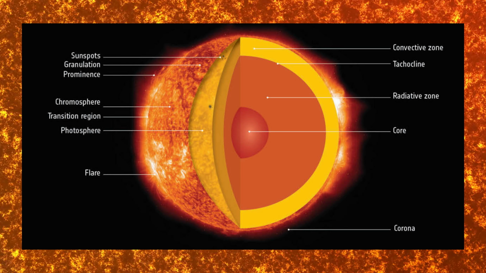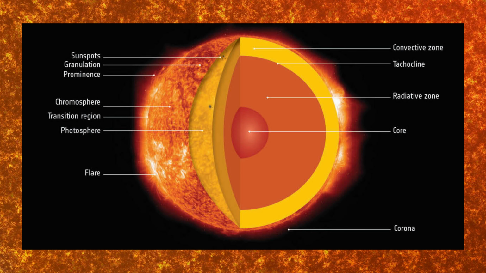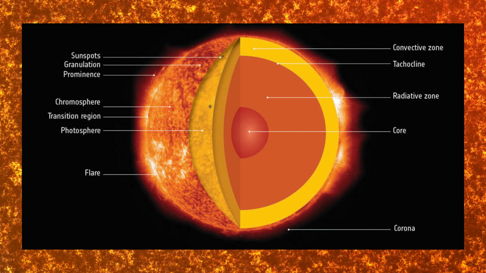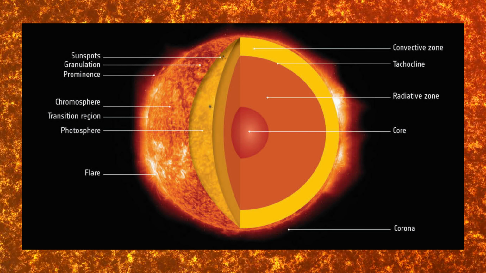3. Convective zone. In this layer, energy moves through convection, where hot plasma rises and cool plasma sinks. This is similar to how boiling water circulates in a pot. 4. Photosphere. This is the visible surface of the sun, where sunlight is formed and emitted to Earth.